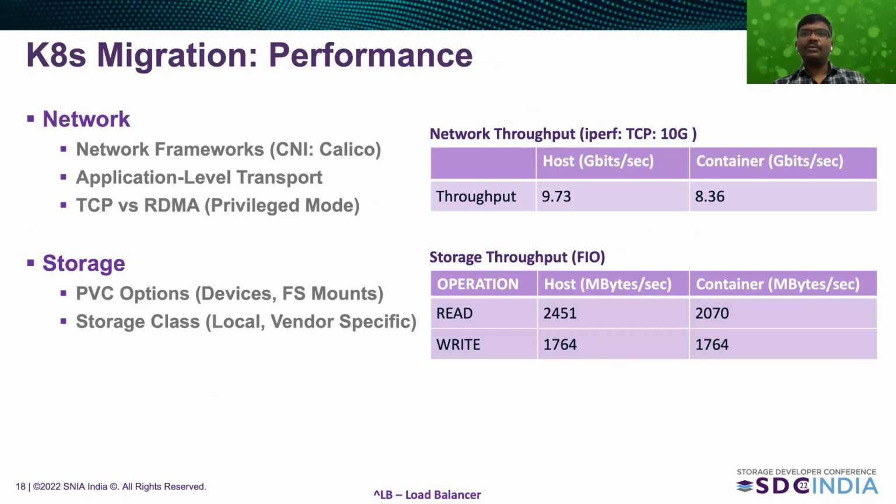Let's talk about performance now, which is equally important when you are running a system in production. While migrating from host-based distributed applications to Kubernetes container-based infrastructure, it is important to ensure that there is no overhead added to the network or storage performance throughput. We performed a few benchmarks to validate on a multi-node system with default configuration. For network, we used iPerf with TCP over 10 gig Ethernet. We observed that there is a small overhead in terms of performance, and there is a scope of tuning it further.